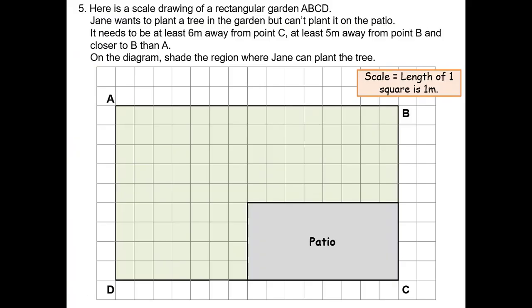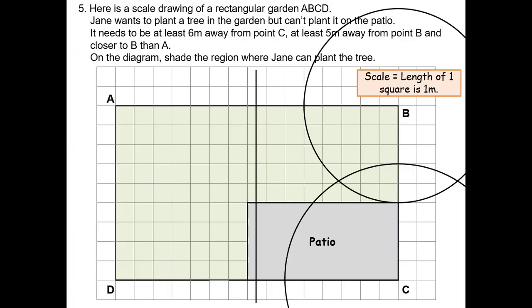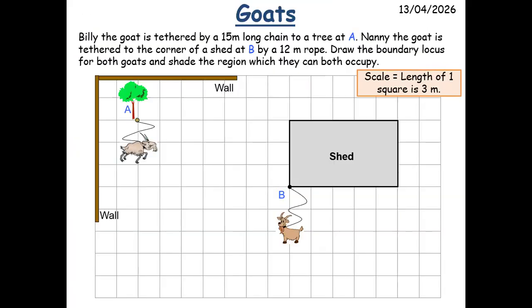Okay, so here we're going to use a scale. Length of 1 square is 1 meter. And that's what we're going to have. And then this is a place where she can plant the tree. Now let's look at an exam question here as well.